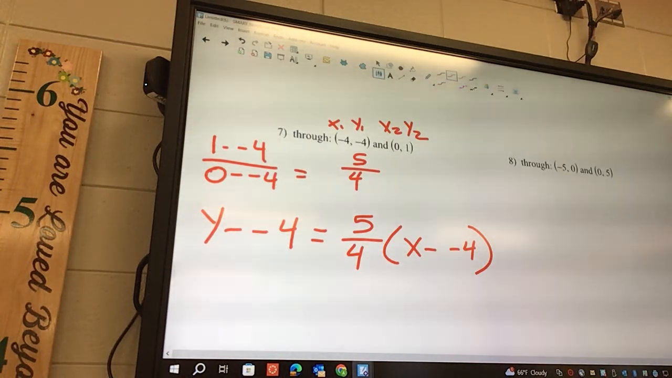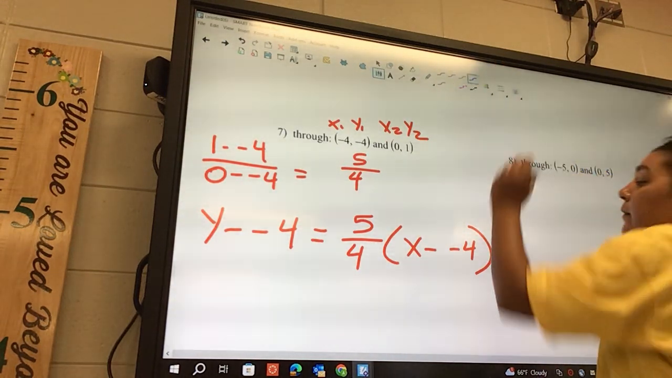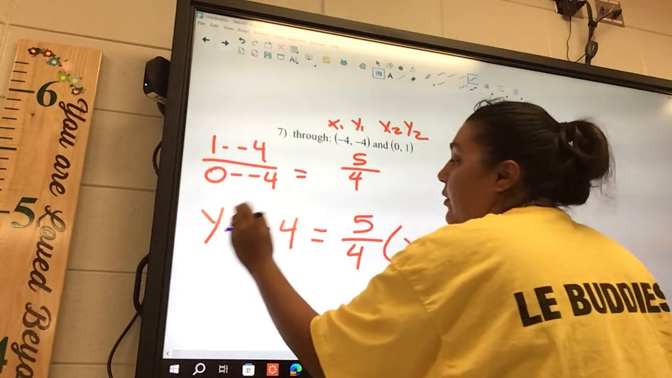And again, what do we do with a minus minus? Turn to a plus. We turn it into a plus. Okay, so we're gonna say plus plus. So this should be a plus, and this should be a plus.